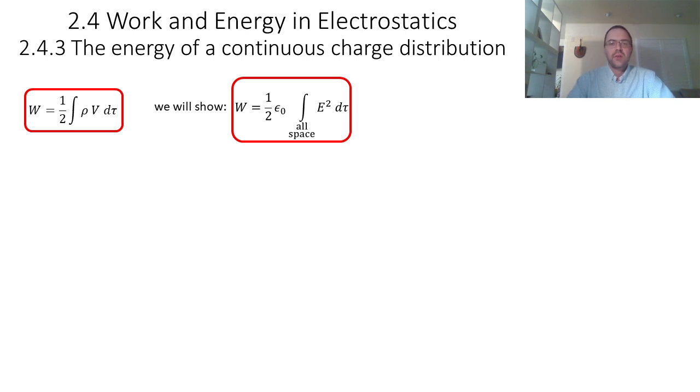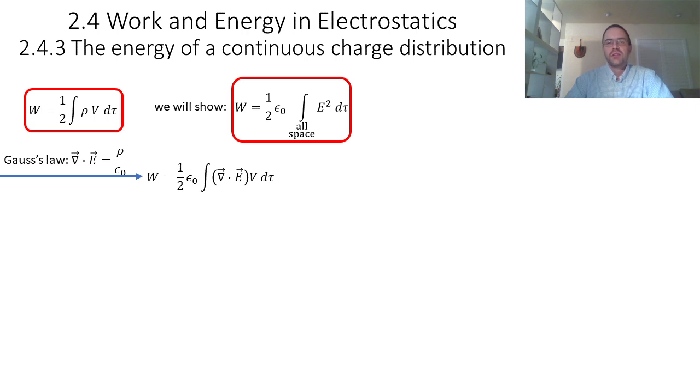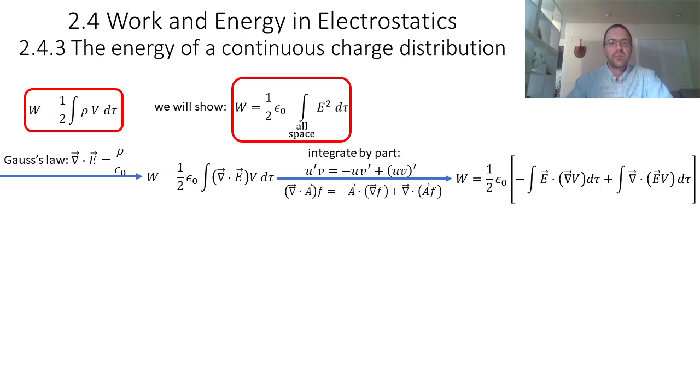So for this, we start with our formula with the charge density rho, and we use Gauss's law that says that the divergence of E is equal to rho over epsilon 0. So we replace rho by epsilon 0 times divergence of E. Then we will integrate by parts. So we replace nabla dot E times V by minus E dot nabla V plus nabla dot (EV).